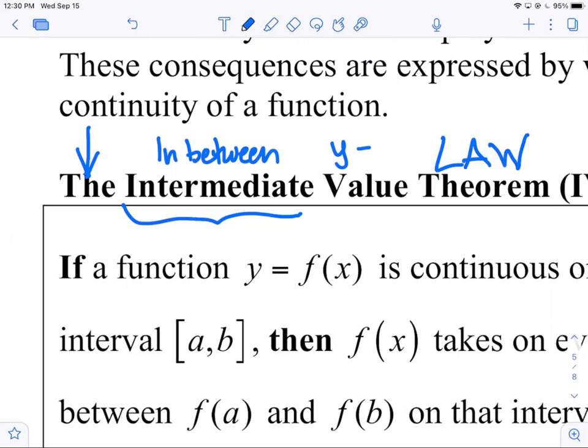Now, anytime you have a theorem with a special name, like squeeze theorem, sandwich theorem, or the IVT, intermediate value theorem, you have to know what the theorem says. You should be able to reproduce the if and the then part, as well as use it, as well as formulating arguments based upon it, okay? So let's go ahead and read it.